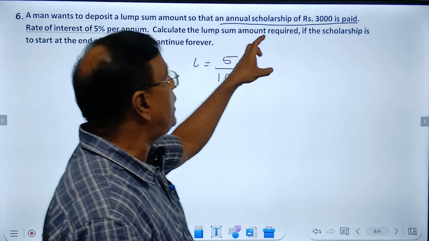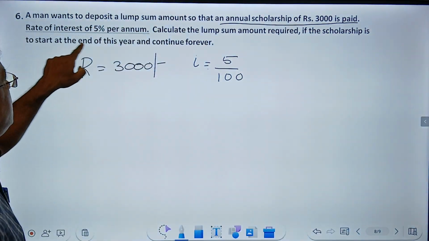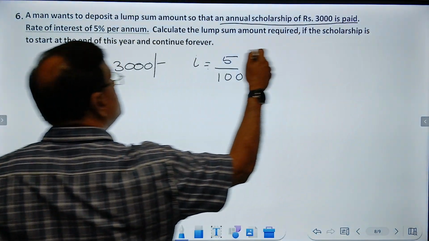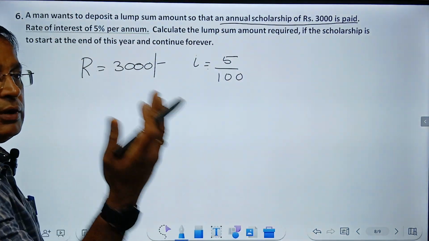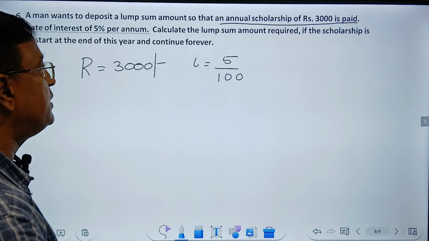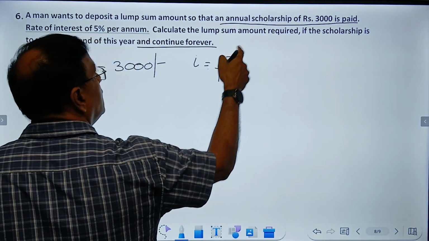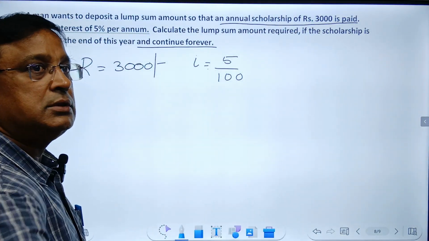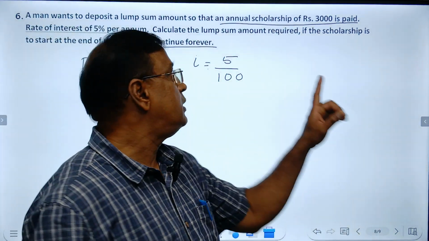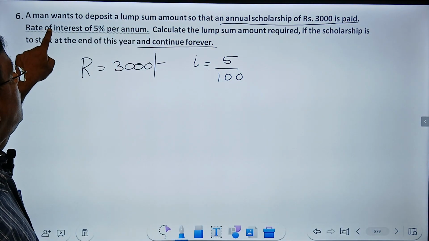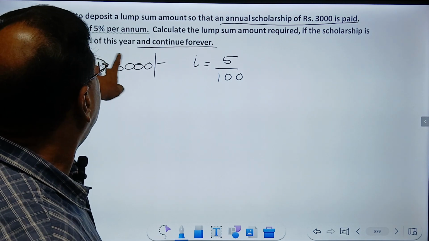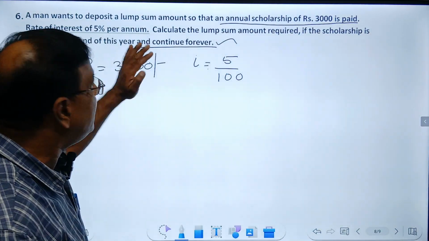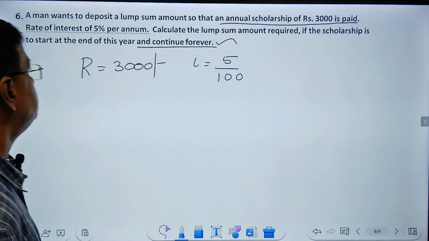Calculate the lump sum required if the scholarship is to start at the end of this year and continue forever. Nowhere in the question have they used the word perpetuity. When you read a question paper, how do you understand the question is a perpetuity? This is a very important word. Annually, you are getting 3,000 rupees, and the payment is made forever. It continues forever, never ending. That is the definition of perpetuity.